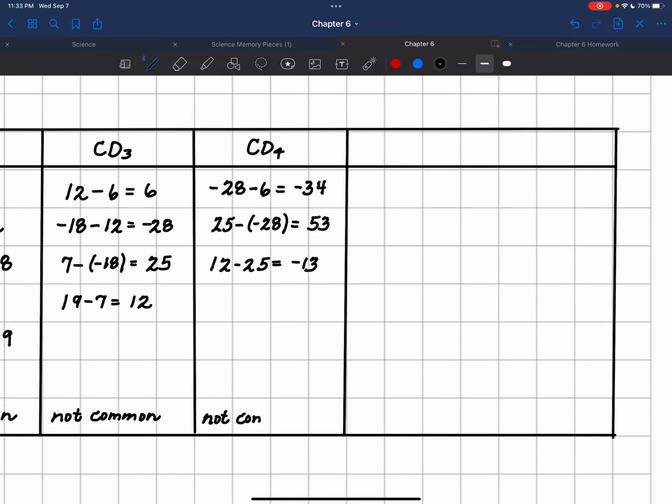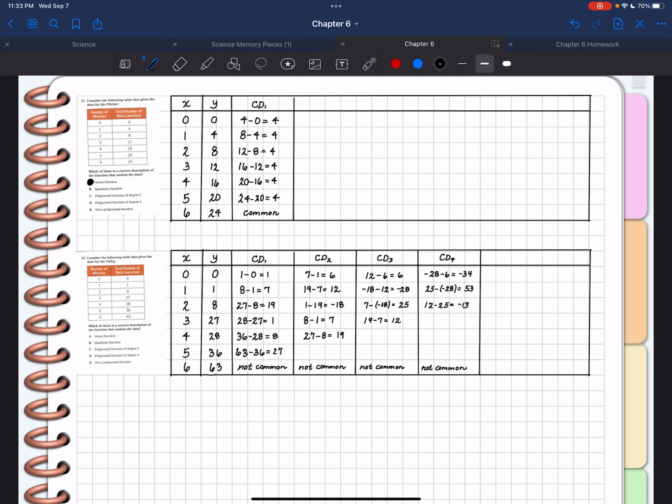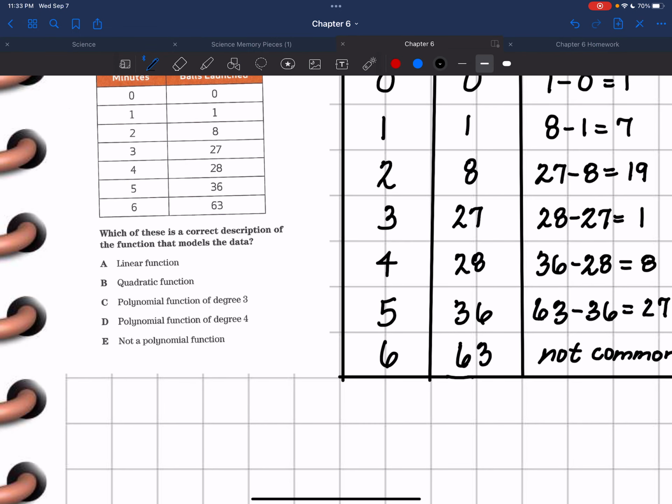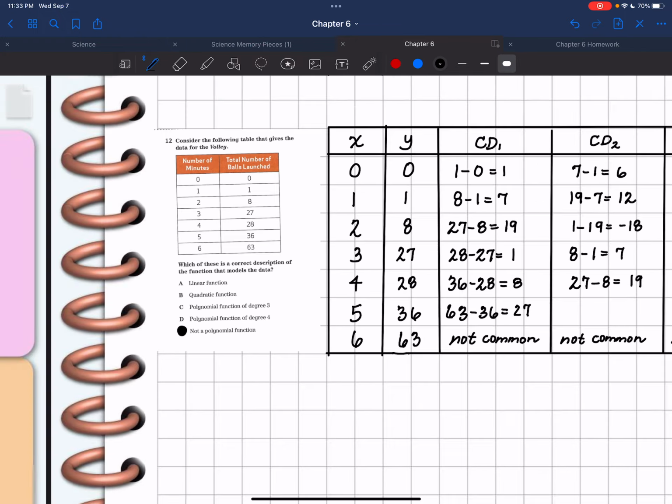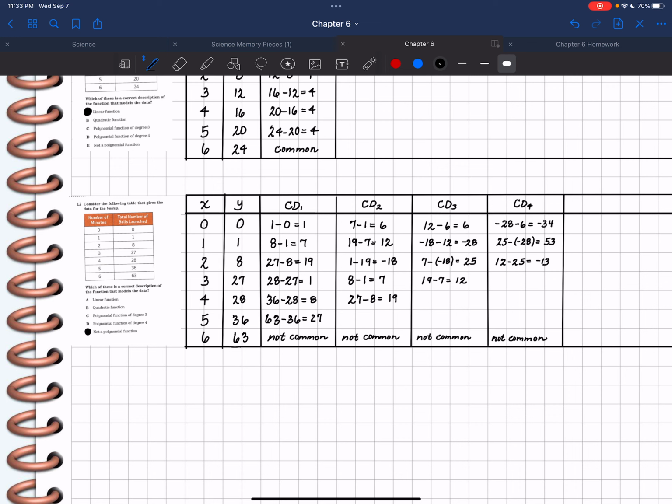5th degree is not one of my choices, so I'm not even going to try that one. What I'm going to say is that it's probably not a polynomial function. If you can't get commonality at that level, I would guess that it is not a polynomial function, because it's just not working out. And I believe I'm going to check that just to be sure, because we know how Miss Amanda does math.